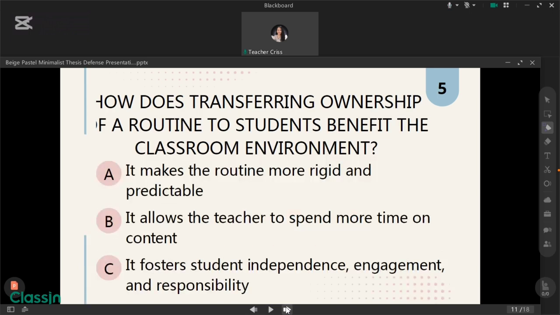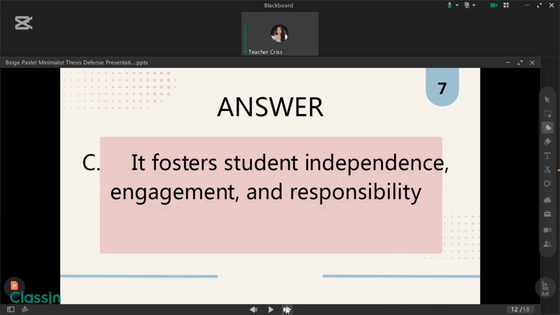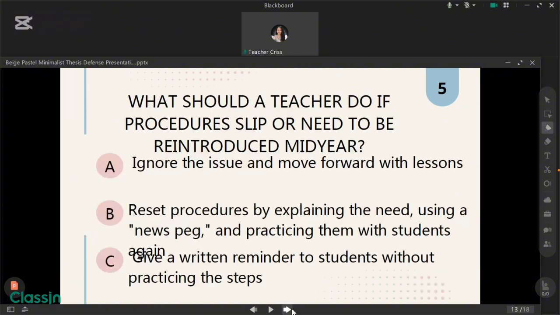Next one, number three. How does transferring ownership of a routine to students benefit the classroom environment? Take your time. If your answer is letter C, yes, you got it right. It fosters student independence, engagement, and responsibility.